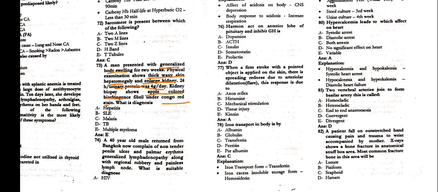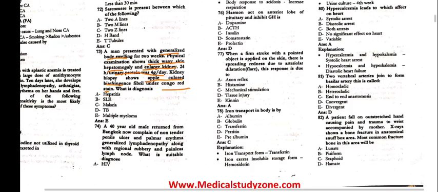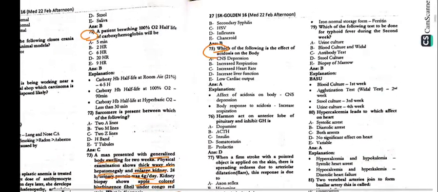It is associated with multiple myeloma. 74, a 40-year-old male returned from Bangkok, now complained of a non-tender penile ulcer, palmar erythema, generalized lymphadenopathy along with regional rubbery and painless lymph nodes. What is the suitable diagnosis? It is basically secondary syphilis. 75, the following is the effect of acidosis in the body. It is seen as depression.